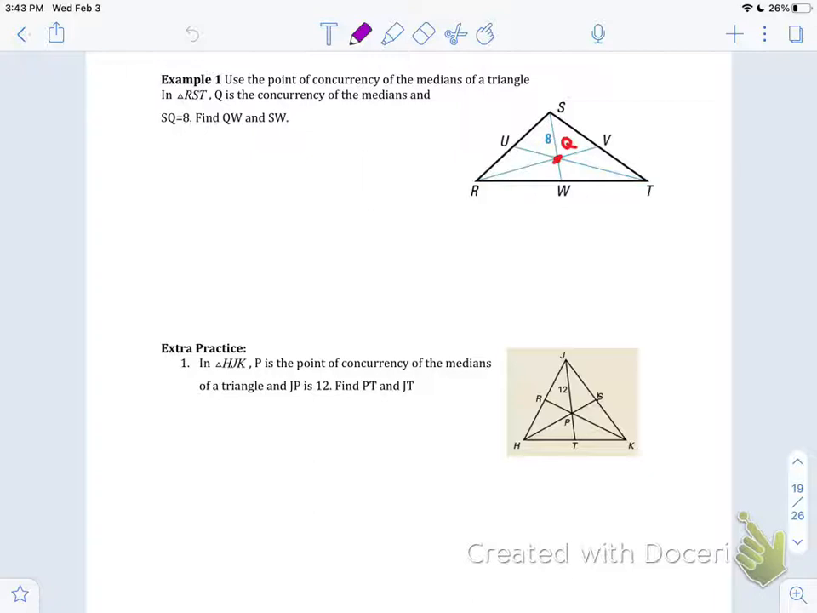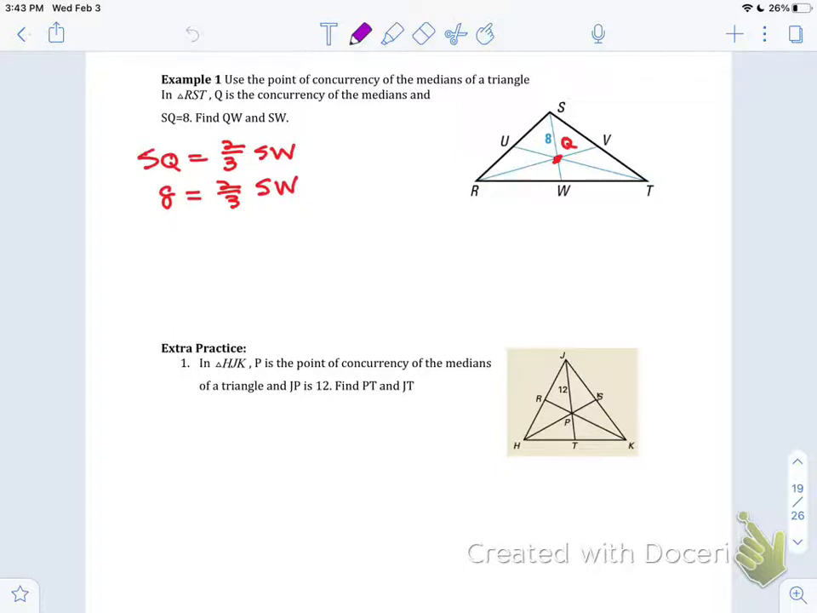So I know that SW is the entire length, right? So let me backtrack. Let's do SQ. SQ equals 2/3 of SW. Okay, so fill in what we know. We know 8. So 8 equals 2/3 of SW. How do you find SW?